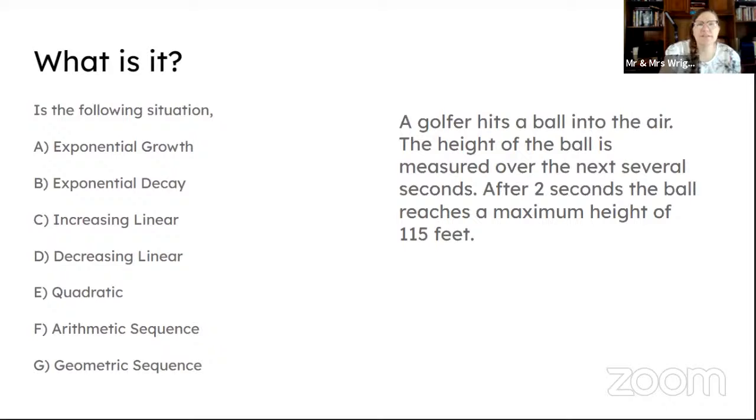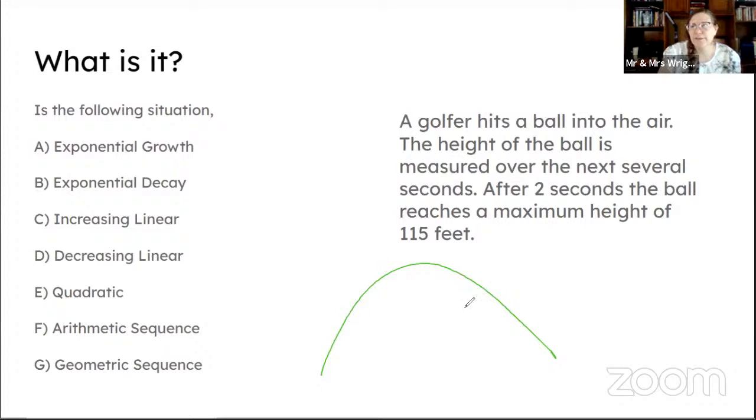A golfer hits a ball into the air. I'm going to stop right there and just say we already know projectiles are what? They're parabolas, which means I bet you this one's going to be quadratic. But let's look at it. A golfer hits the ball into the air. The height of the ball is measured over the next several seconds. After 2 seconds, the ball reaches its maximum height of 115 feet. So second 0, second 1. I don't even need to do a chart for this one because they don't give me enough information. I just know based on what's being described, time and height, and the ball is a projectile, I know that that's going to be quadratic.